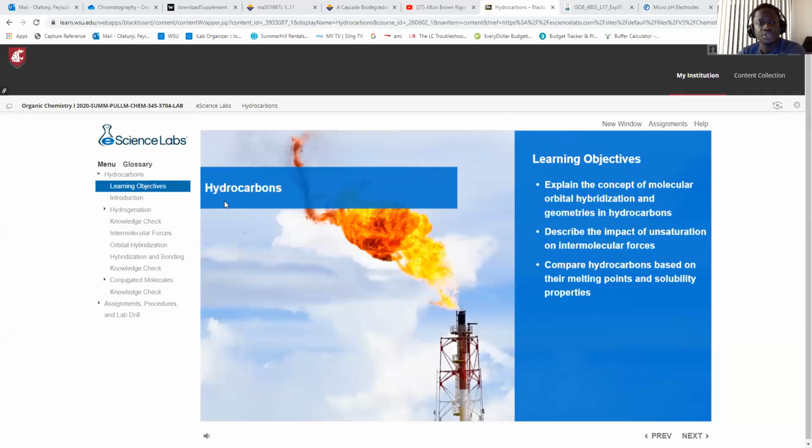Hi everyone. Today we'll be looking at hydrocarbons. I'm gonna give you a brief explanation on molecular orbital hybridization and how it affects the geometry of hydrocarbons, and then we're gonna look at the impact of unsaturation on intermolecular forces. At the end of this experiment, you guys will have to carry out melting points on compounds and solubility properties in them, and that would also explain the effect of unsaturation on intermolecular forces.